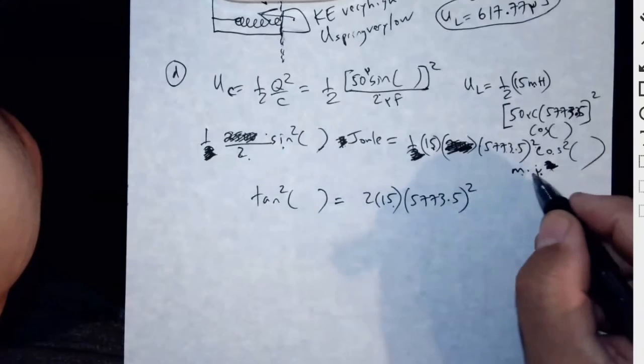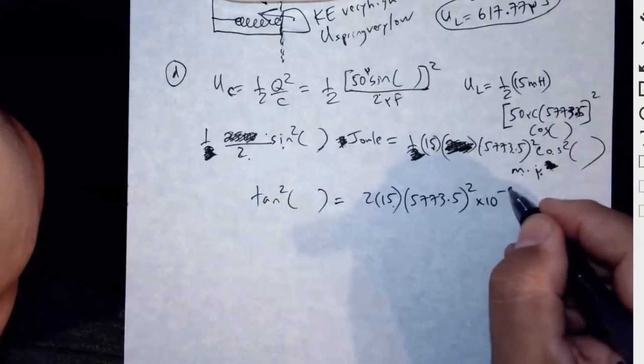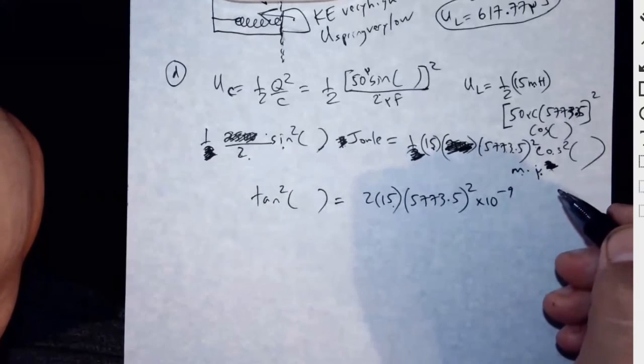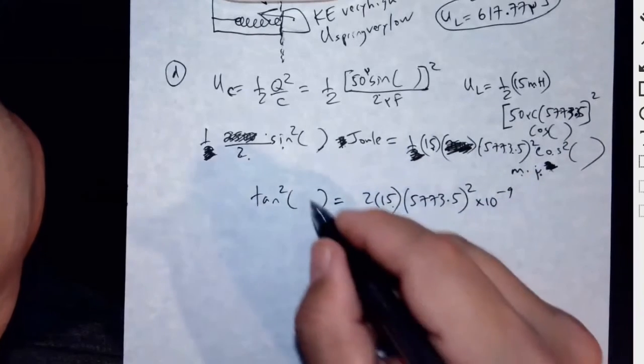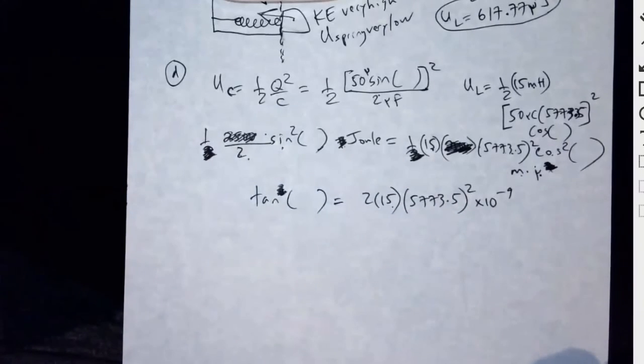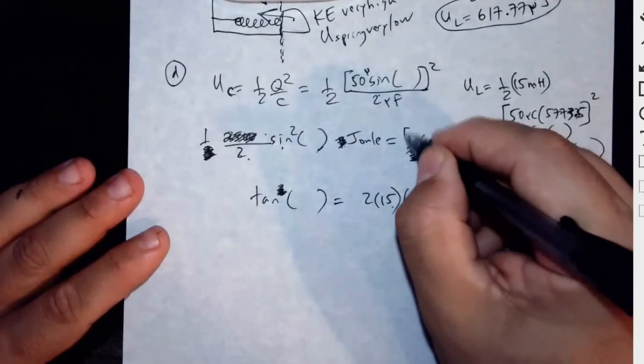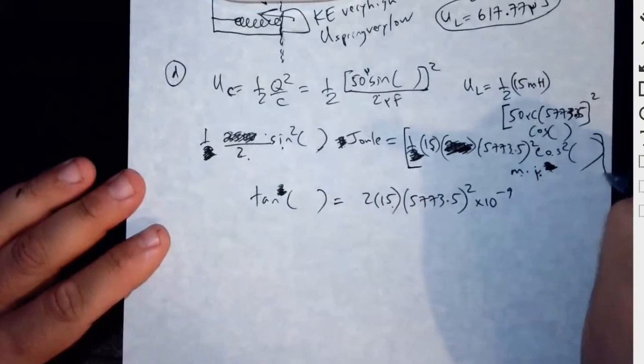Squared times a milli times a micro, which is 10 to the minus 9. Okay, then I'm going to square root that. Did you account for the 3? You said you wanted to find... Oh, the 3. Oh no, I forgot to impose the condition. So then I have to put a 3 here.